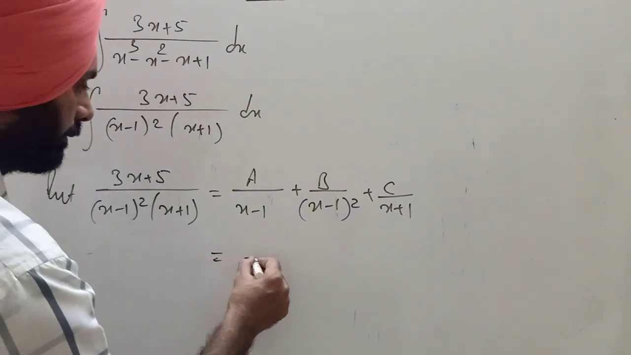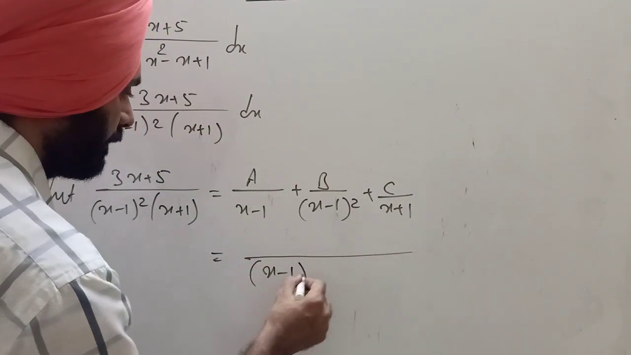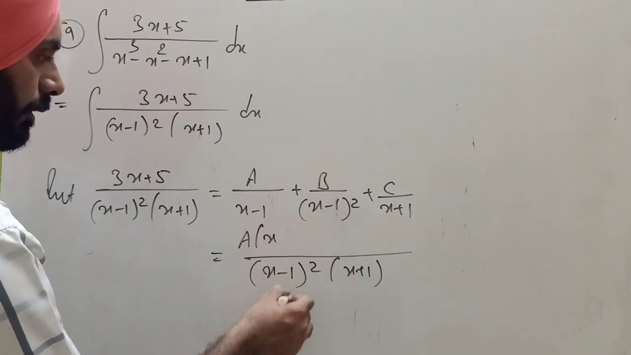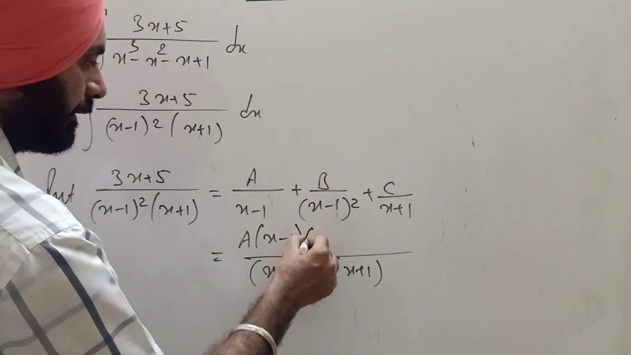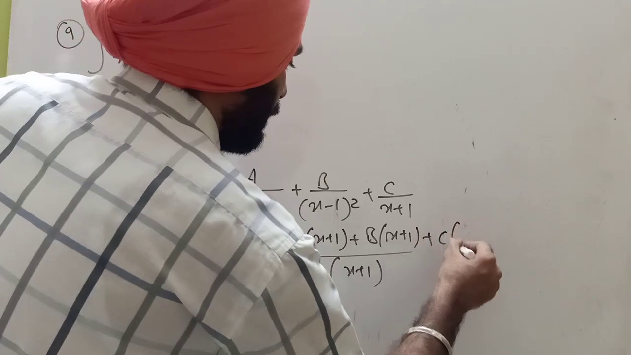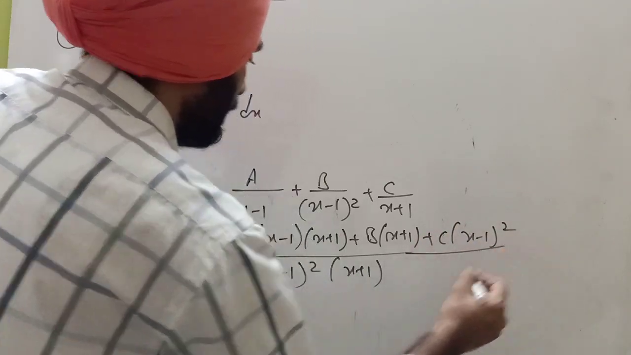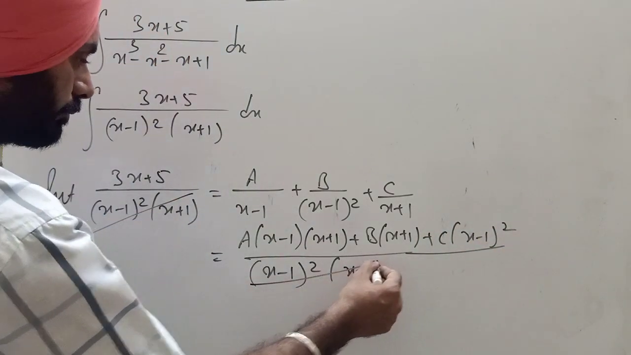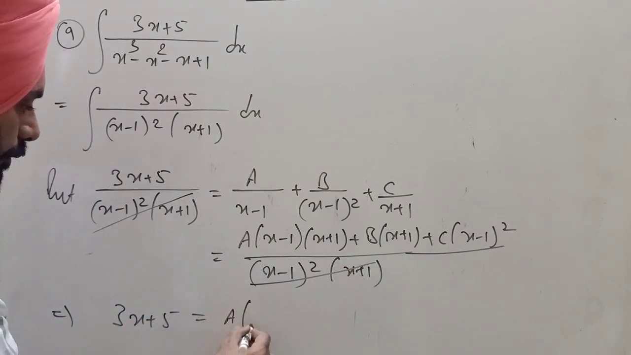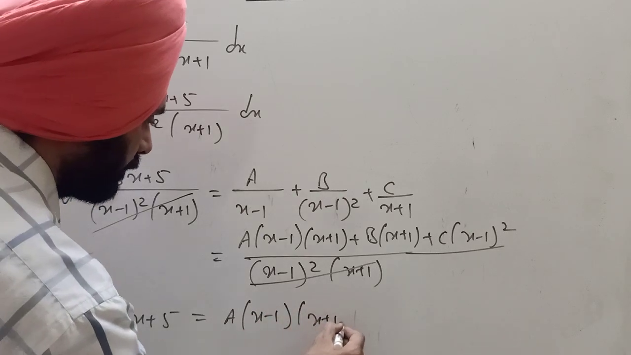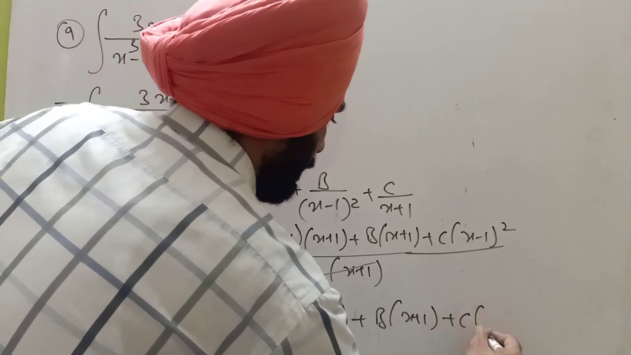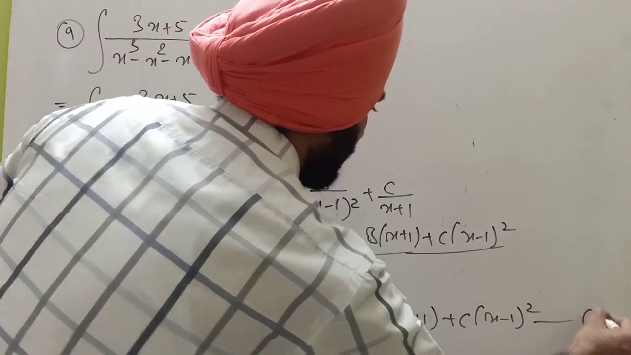Now take LCM. LCM will be x minus 1 whole square into x plus 1. So a into x minus 1 into x plus 1, b into x plus 1, c into x minus 1 whole square. LCM cancels out. What is remaining? 3x plus 5 is equal to a into x minus 1 into x plus 1, plus b into x plus 1, plus c into x minus 1 whole square. Let us call this number 1 equation.